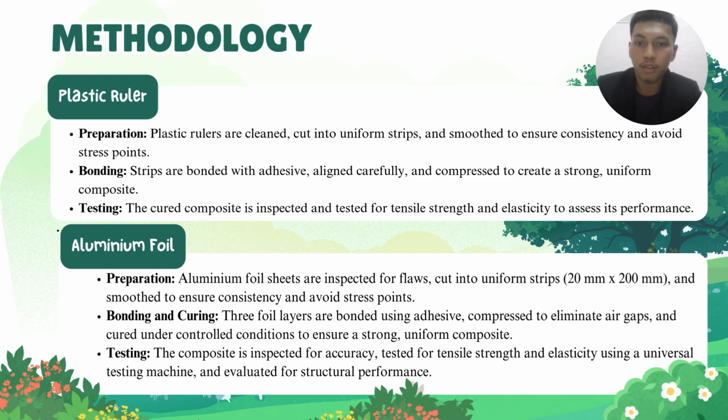For the aluminium foil material, the aluminium foil sheets are inspected for flaws, cut into uniform strips of 20 mm times 200 mm and smoothed to ensure consistency and avoid stress points. For the testing, the composite is inspected accurately, tested for tensile strength and elasticity using a universal testing machine, and evaluated for structural performance.